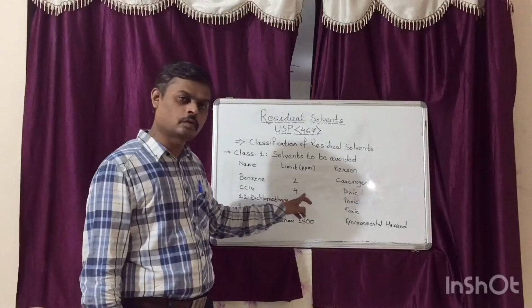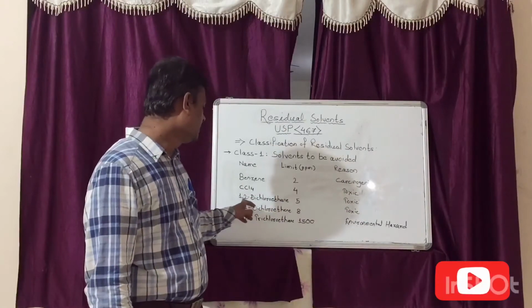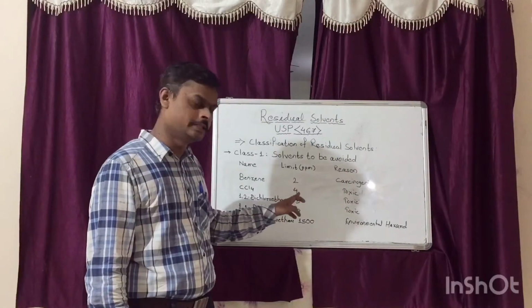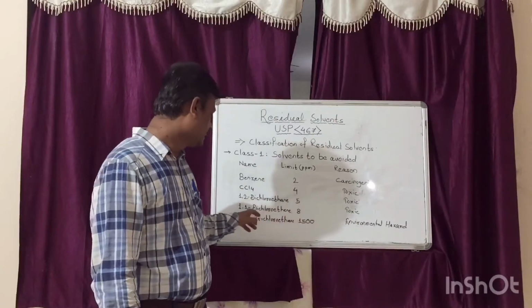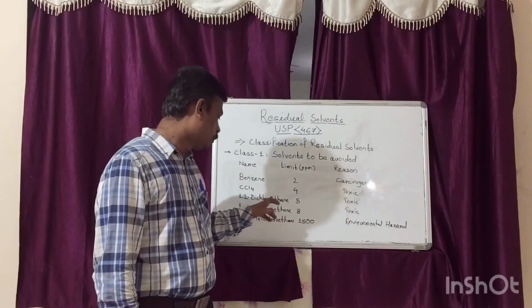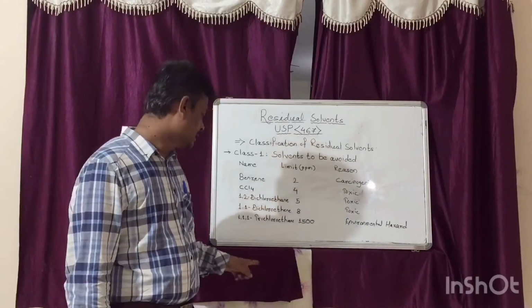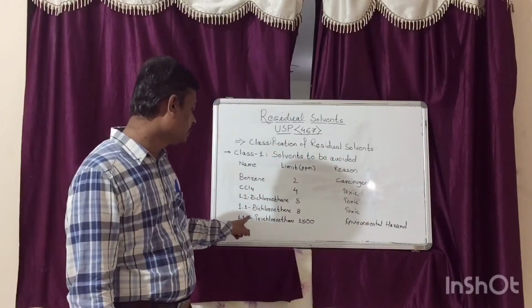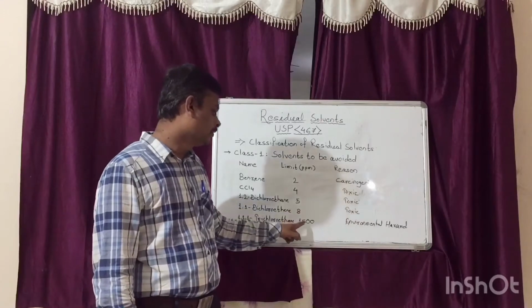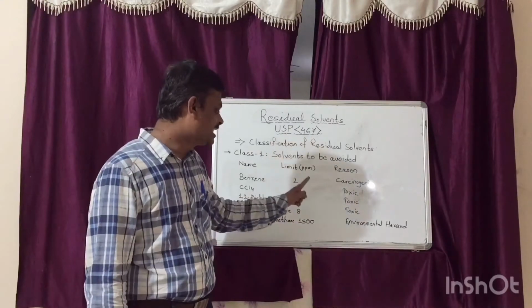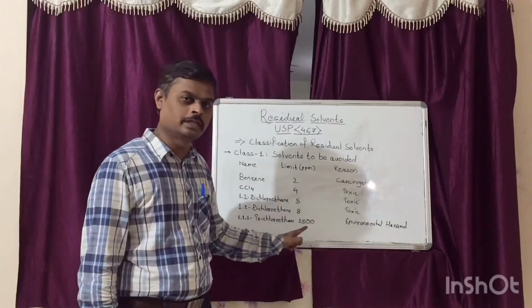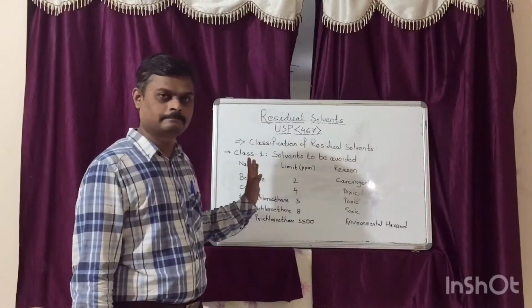For carbon tetrachloride, 4 ppm. The limit for 1,2-dichloroethane is 5 ppm. The limit for 1,1-dichloroethene is 8 ppm. Similarly, the limit for 1,1,1-trichloroethane is 1500 ppm. These limits are based upon the safety data.